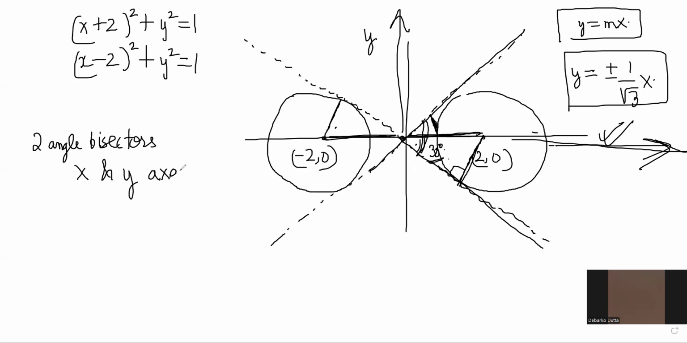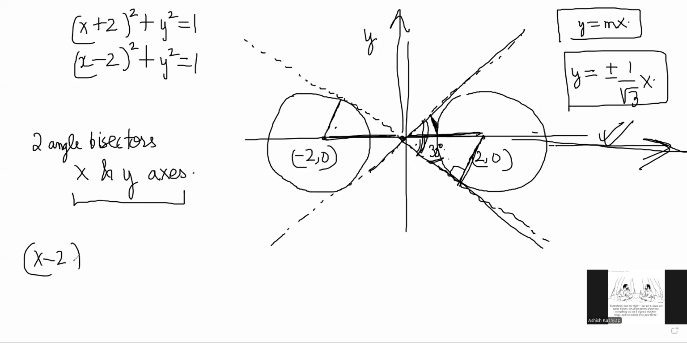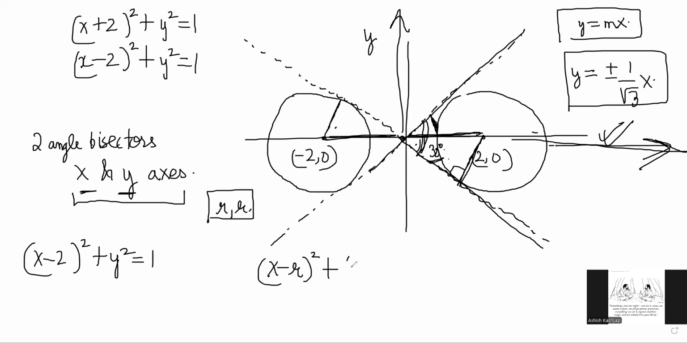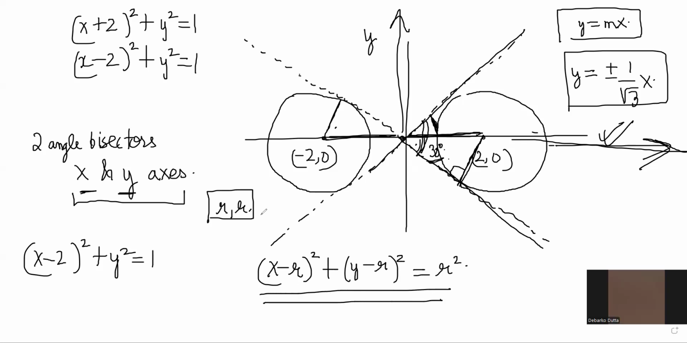All right. And I have to find a circle that touches the x-axis and y-axis and also touches the given circle, right? The given circle is (x minus 2) whole square plus y square equals 1. Any circle that touches the x-axis and y-axis will have its center at (r, r), right? The equation should be something like this. R could be plus or minus, because the circle could be on this side or this side. In this case, it will be this side because it touches this circle.